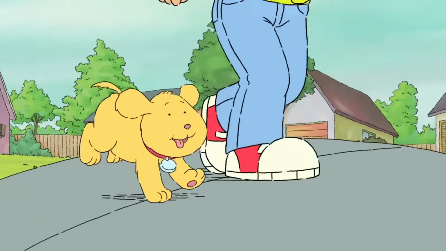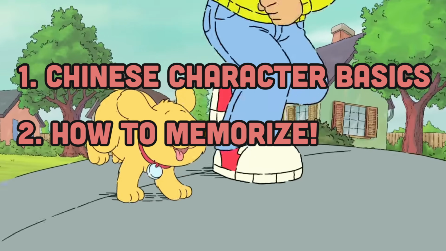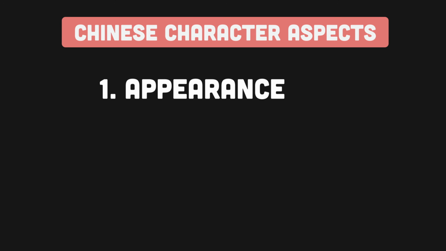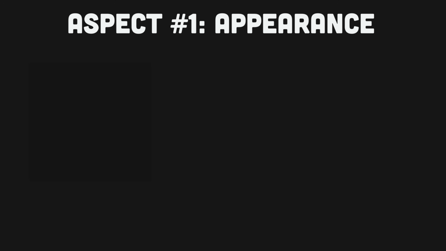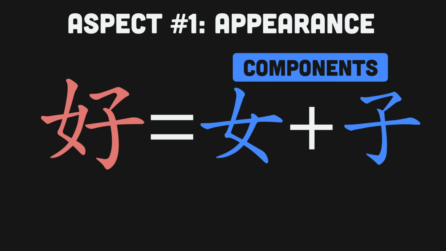We'll start by going over the basics of a Chinese character, then move on to this amazing method for memorizing them. A Chinese character can be broken down into three aspects: its appearance, its meaning, and its pronunciation. A character's appearance is made up of a series of strokes. These strokes form common groups that we call components. Each of these components have their own name. The name of the components within this character are woman and child.